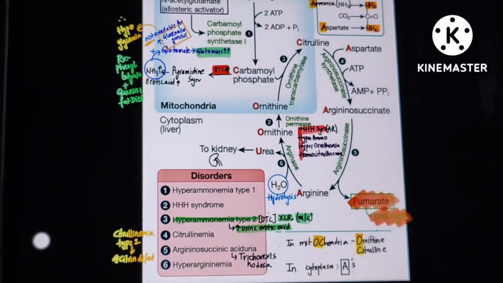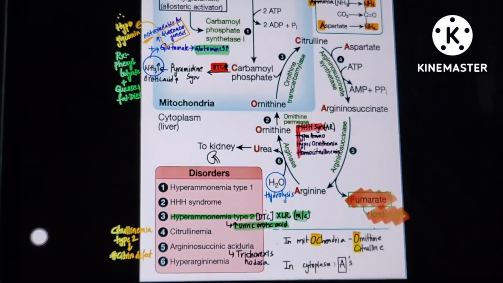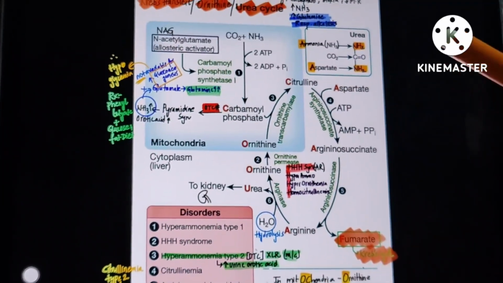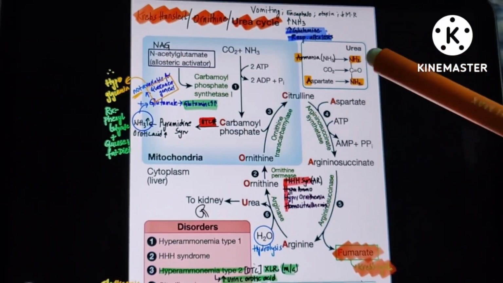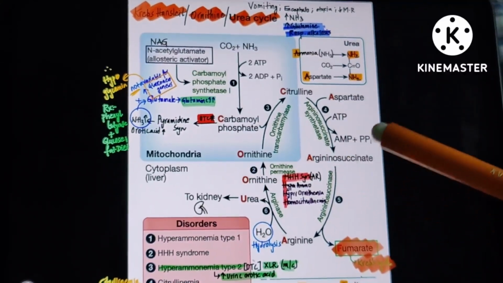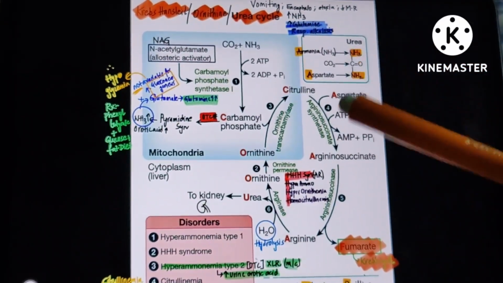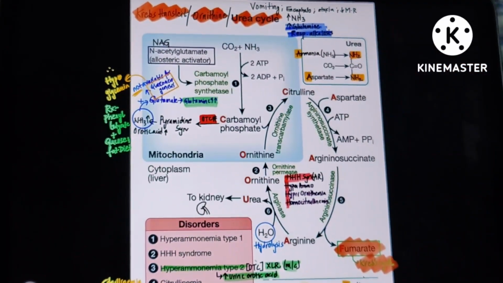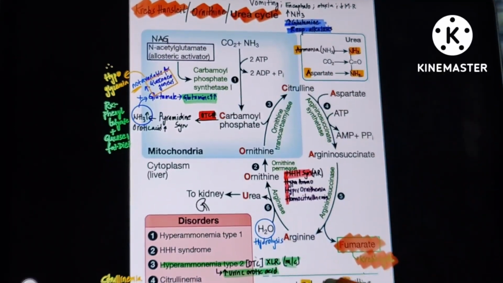So in this whole cycle there are 6 important disorders that you need to remember at each enzyme level or the transporter level. When we discuss about the basic urea structure, it has 2 nitrogen atoms, one from ammonia and one from aspartate. Ammonia contributes one and aspartate contributes the second nitrogen. So aspartate is involved in the cycle there, you can look there.